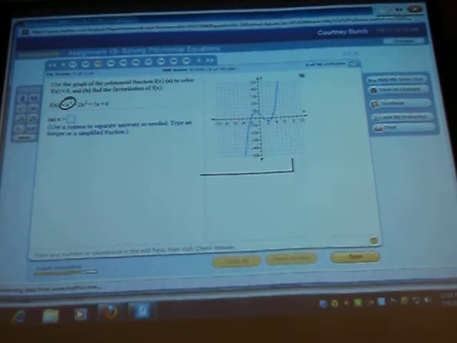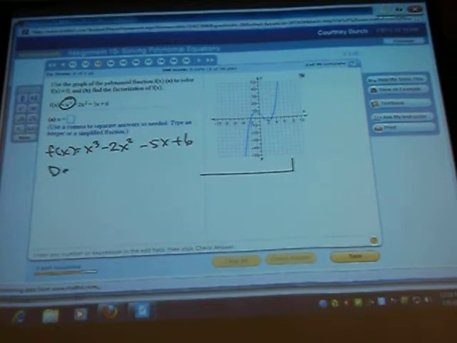Mine is x cubed minus 2x squared minus 5x plus 6. My degree is 3, and my leading coefficient is 1. Let me actually write that out. It hopefully makes sense to you, but it never makes sense to me.